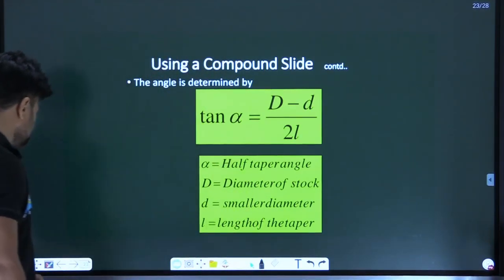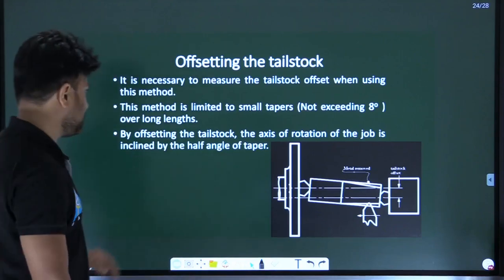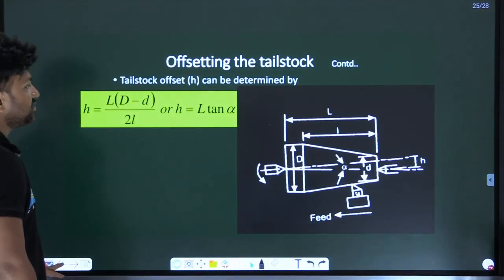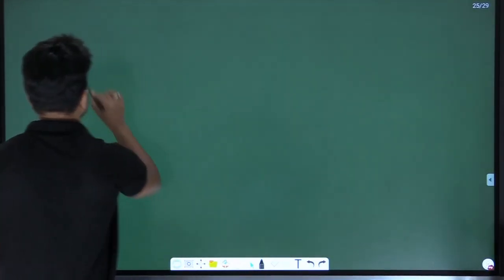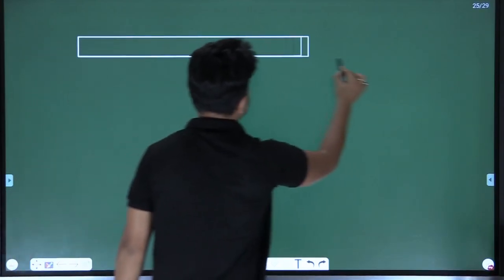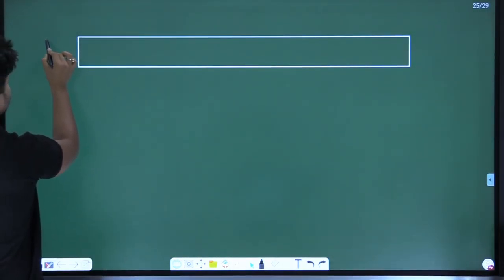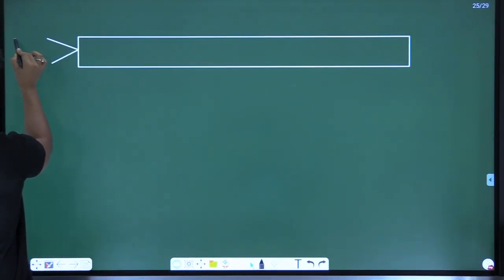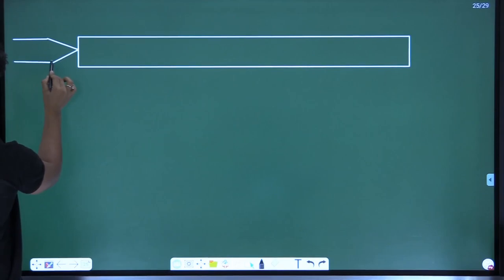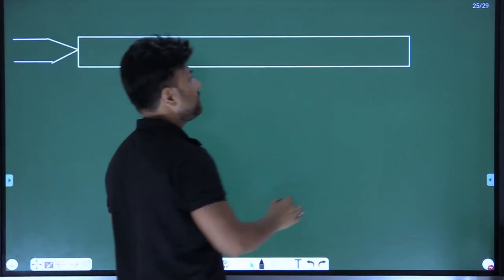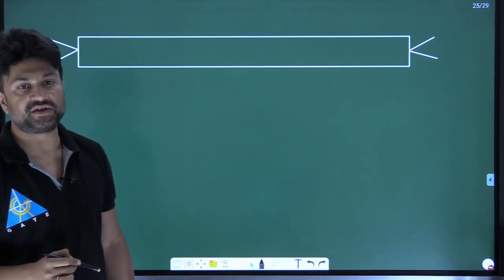Now, there is another method, which is offsetting the tailstock. How can we do this? Let me explain. Suppose that this is your workpiece, and this workpiece is held in between the centers. This is a live center, which is attached to the spindle side. That's why we call it a live center. It is a dead center, and that dead center is attached to the tailstock.